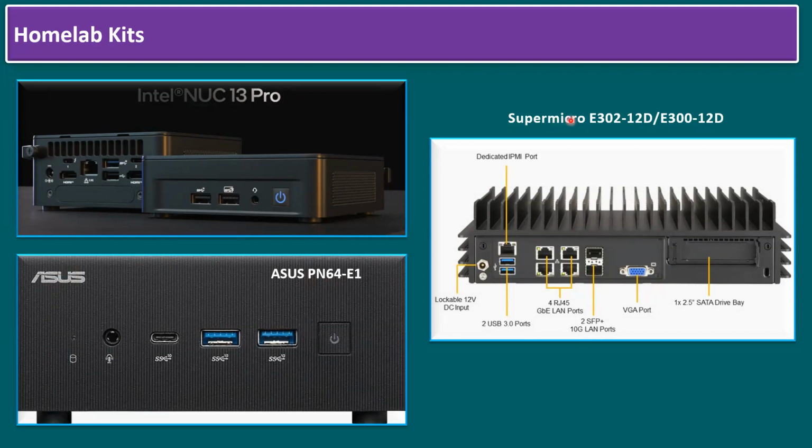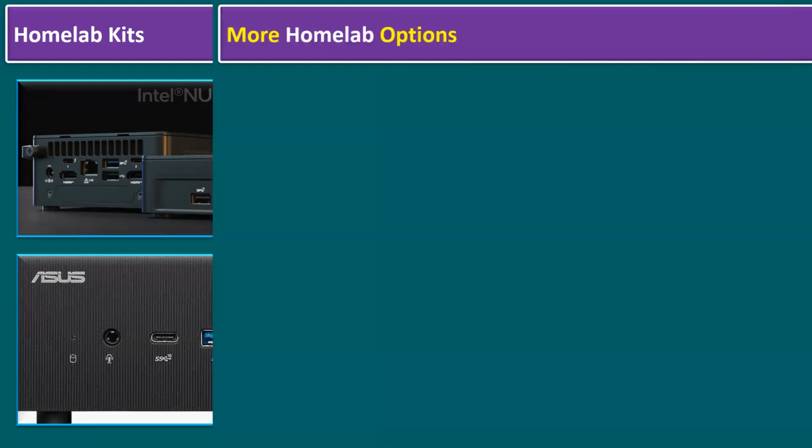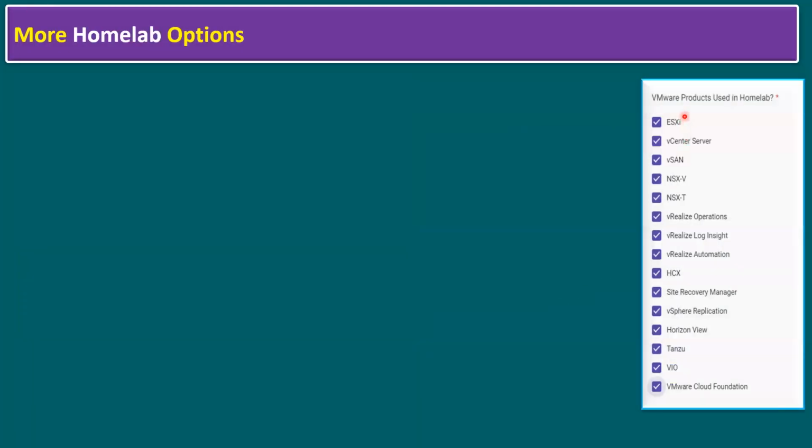When it comes to Supermicro, the highest rating goes to the E302 or E300 12D model. This is how the device looks. In addition, there are more home lab options. You can even practice all the VMware products. We can use it within our home lab, like the ESXi hypervisor, and to manage multiple ESX hosts, we can use vCenter.